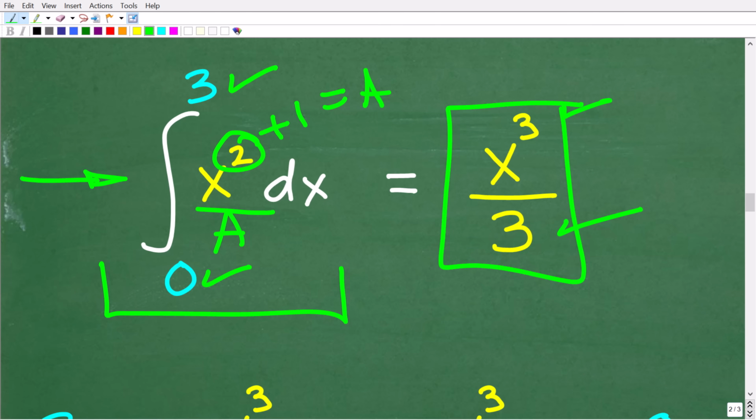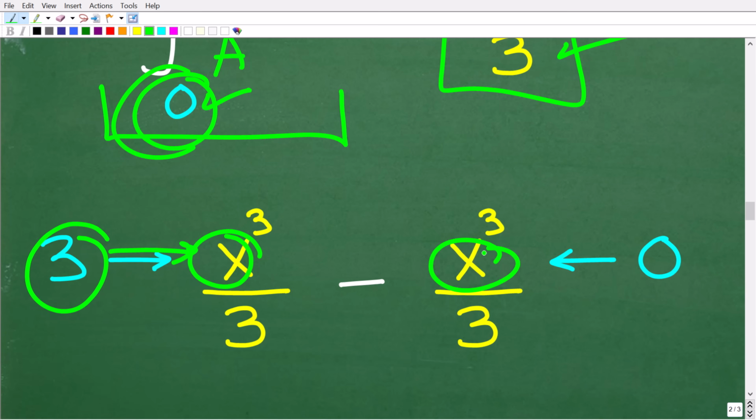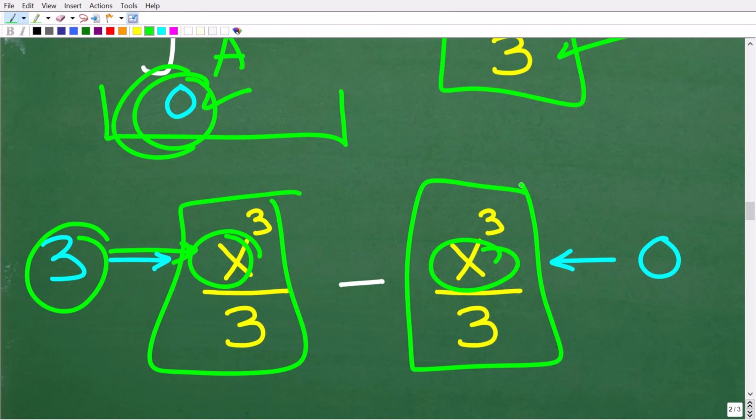All right, so now we have x cubed over 3, and these numbers here are going to be our x values, 0 and 3. So to calculate the area underneath this curve, what we're going to do here is plug in 3 for x right here and 0 for x right here, and then we're going to subtract these answers. And when we do this simple math, we'll get the actual area underneath this curve.